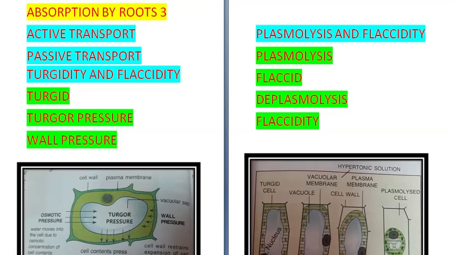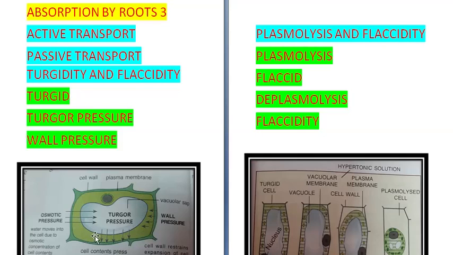Now next, if you see the figure over here, this is a figure of a plant cell showing osmotic pressure, turgor pressure and wall pressure together. See over here, this is the arrow showing the pressure that the wall is exerting on the cell content. So this is wall pressure.